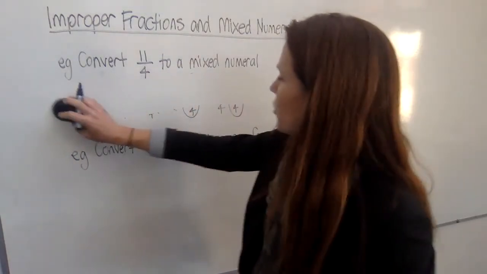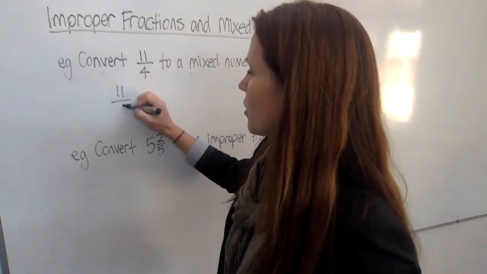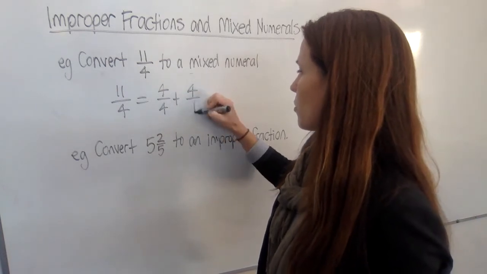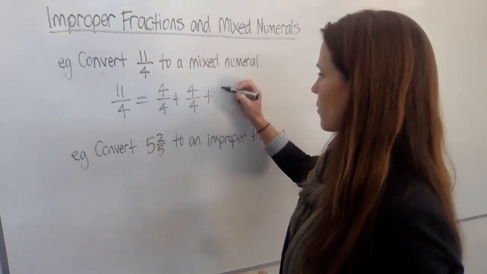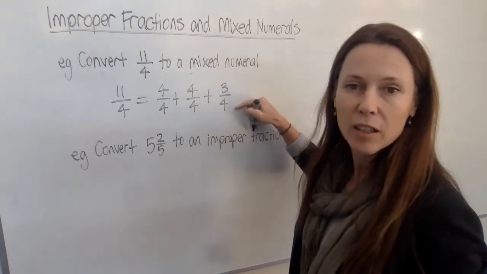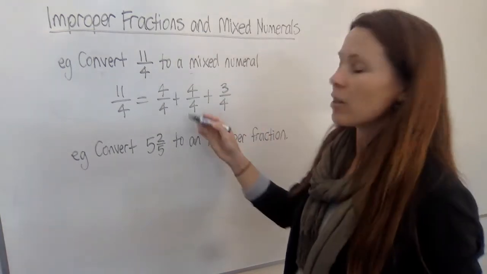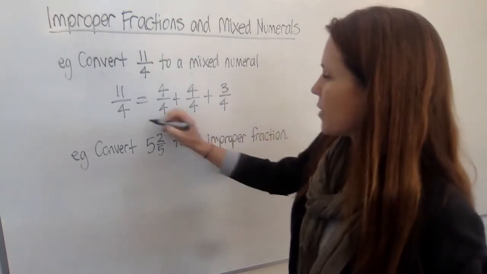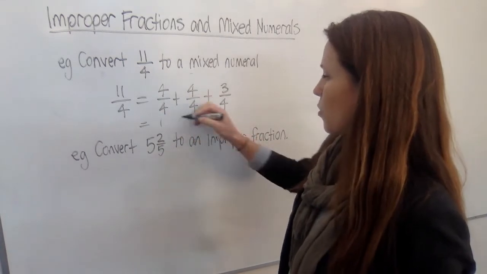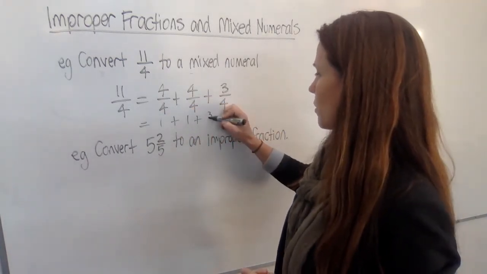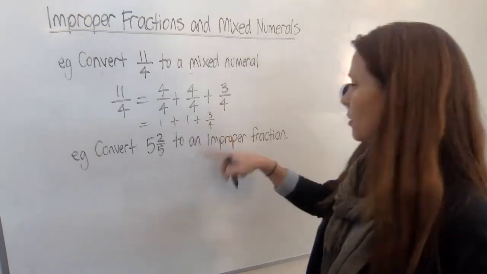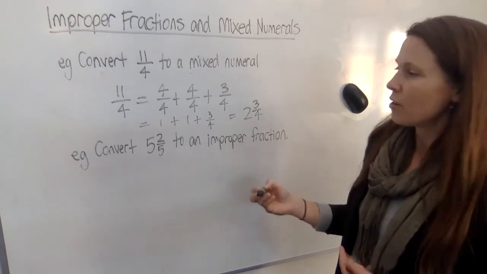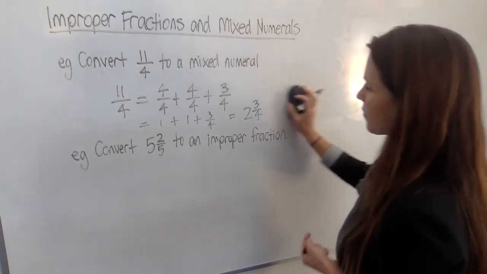Other people might prefer to do it by saying, all right, I know that 11 quarters, that's the same as 4 quarters plus 4 more quarters plus what's left, that's 8, so I need 3 more quarters. Now this is a lot like that method of drawing the pizzas, except that we're not drawing, we're just writing things out as fractions. This is a perfectly good method. On the next line you'd say 4 quarters, that's 1, 4 quarters, that's 1, plus another 3 quarters. I've got 1 plus 1, that's 2, plus 3 quarters, so I've got 2 and 3 quarters. Which method should you use? Whichever you like out of those 3.